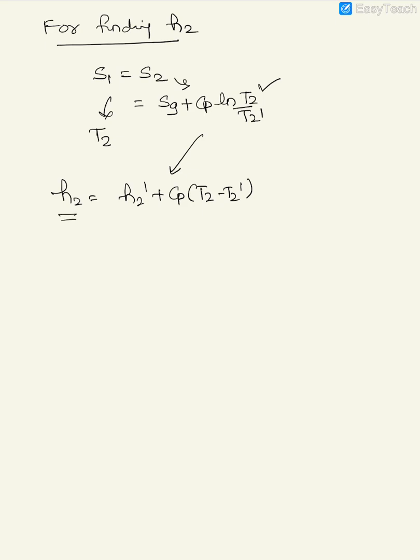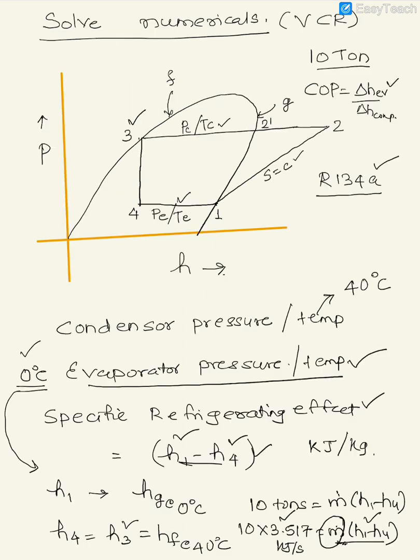Once you get H2, the coefficient of performance would be the refrigerating effect upon the compressor work, which is H1 minus H4 upon H2 minus H1. This is how we solve the numericals on vapor compression refrigeration cycle. This was a brief introduction.